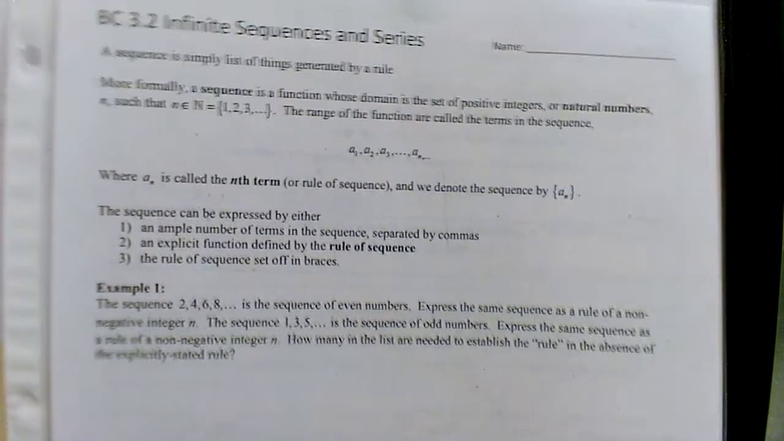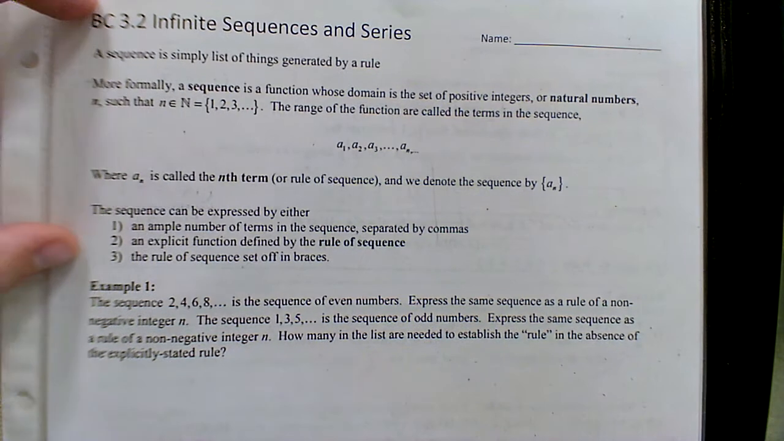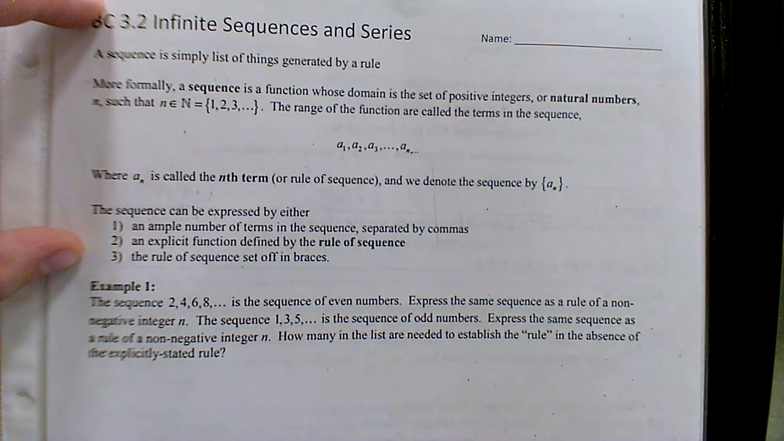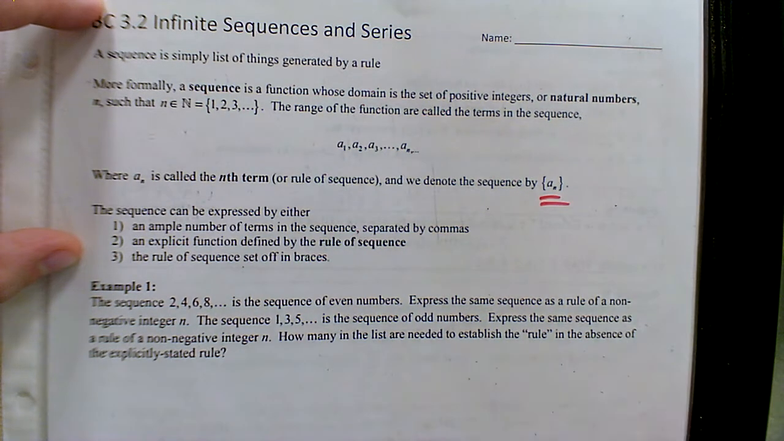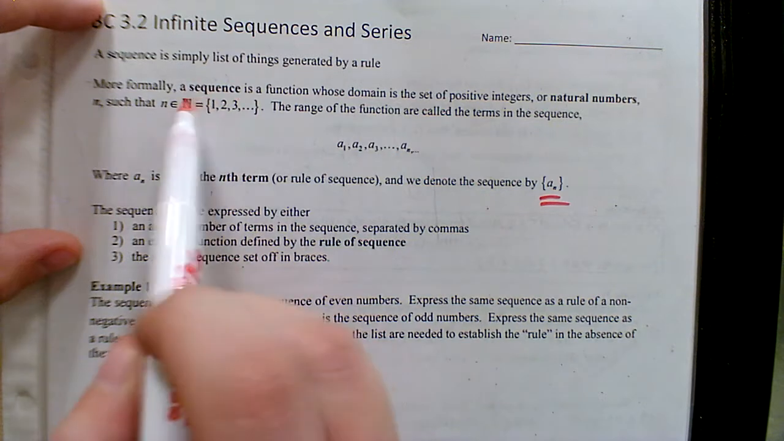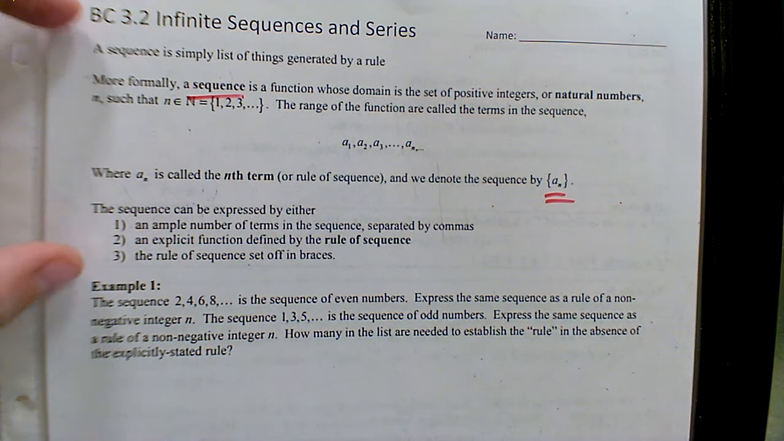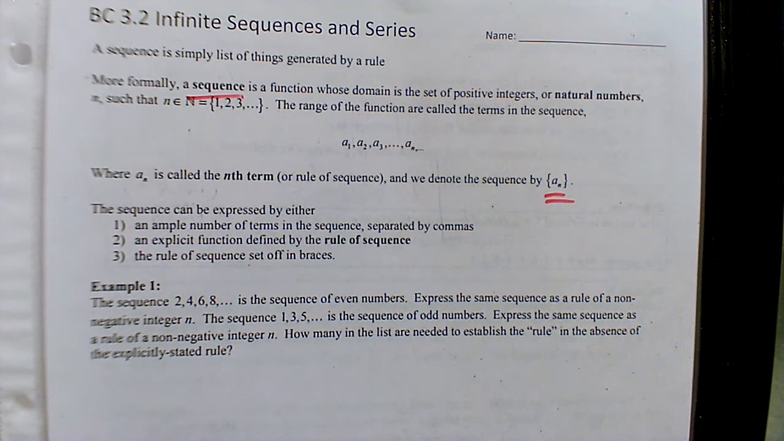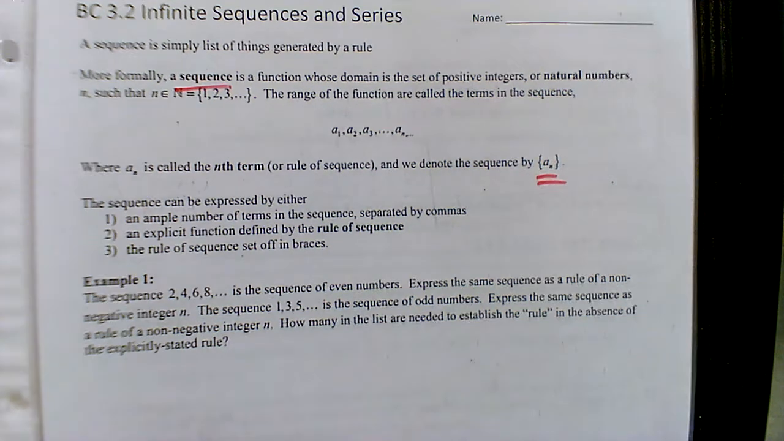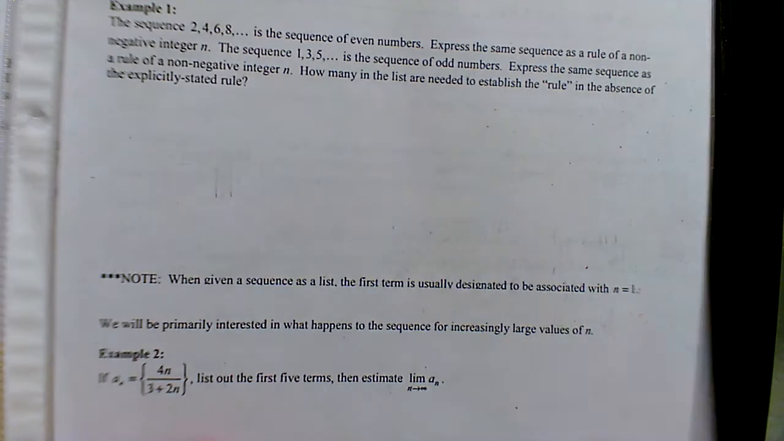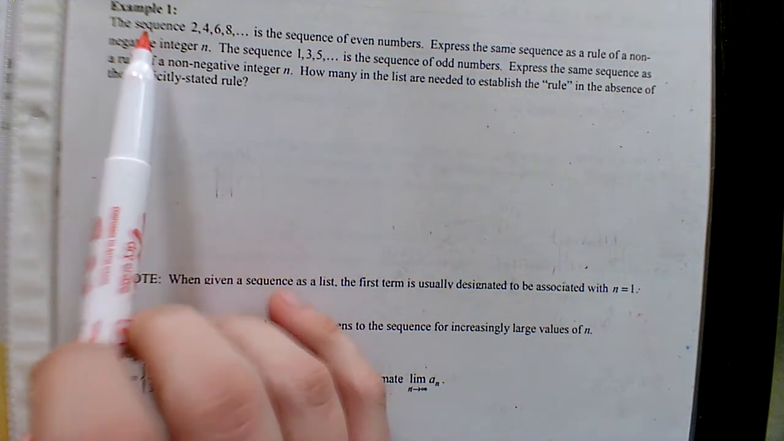I'm not really going to spend much time on this first part because we've already talked about all of that. We talked about a sub n, how that's the rule. We talked about what a sequence is. So this is just kind of a general review of the last section we just finished. Okay, we're going to get into some examples. And the first one's pretty simple in my opinion.